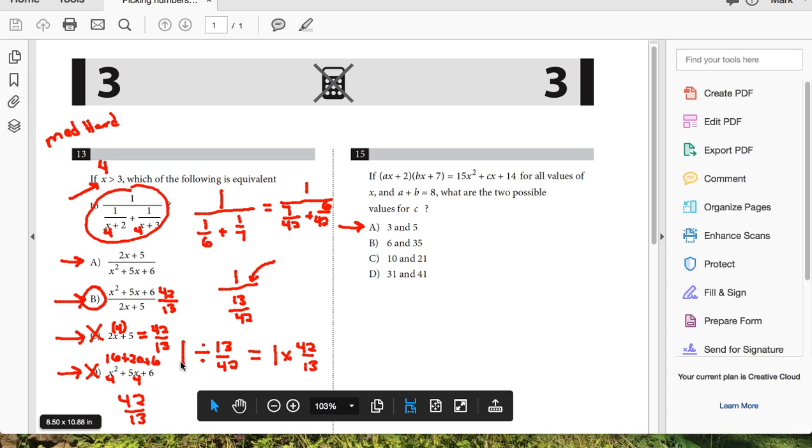Here's the cool thing. Only one answer, B, worked out to 42 over 13. You may have noticed that answer choice A was sort of the dyslexic answer. It worked out to 13 over 42, but no, that's not what we're after. So that was your first exposure to the picking numbers strategy. What I want to do is just show you one or two more and see if a little more practice would help you out.